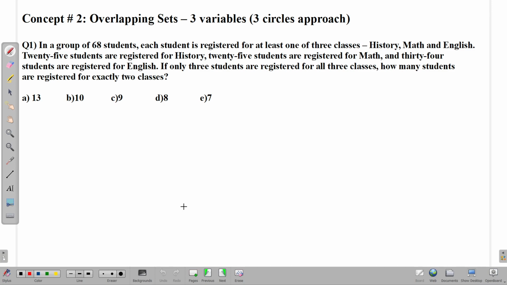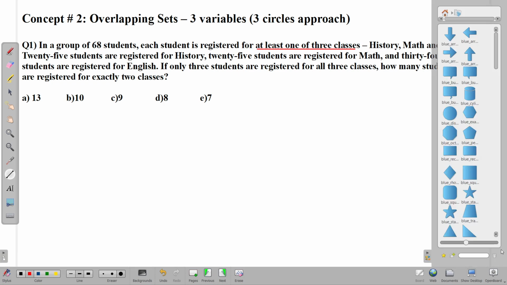So we have 68 students in total. Keep in mind there are 68 students in total, and each student is registered for at least one of three classes. At least, this language gives it away immediately that this is a three variable problem. Right. So what do I have here? What are my variables? My variables are history, math, and English, right?